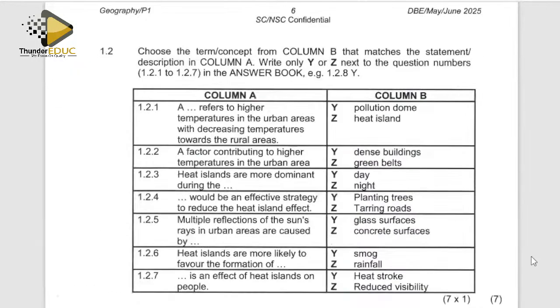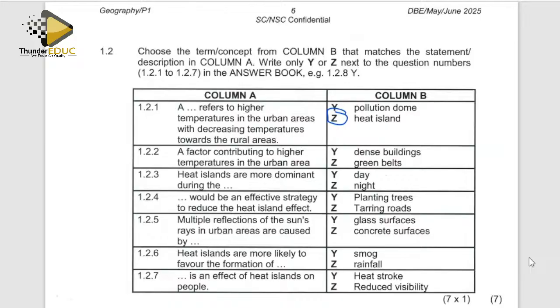Right, we go on to the next question. The next question is based on a matching column question. Right, A dash refers to higher temperatures in the urban areas with decreasing temperatures towards the rural areas. Right, what we are saying here is that when we have an urban area with higher temperatures compared to the surrounding rural areas or the countryside, that situation is what we call a heat island. Whenever we're talking of temperature difference between an urban area and the surrounding countryside, remember, we are relating to temperature, and the temperature gives us a heat island.